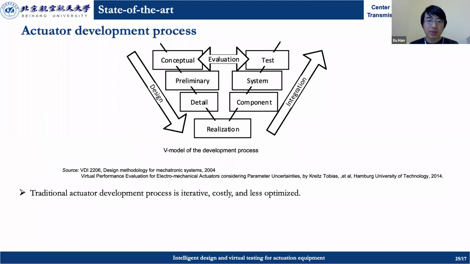So here we can see the popular V model for the development process of actuators. At the left hand is the design phase. After receiving the requirements, the design starts from conceptual, then preliminary, and then detailed. The right hand is the integration phase for developing actuators. It starts from component level, then system, then testing, and then the development is finished. Now researchers start to use models and computer technology to improve this model.